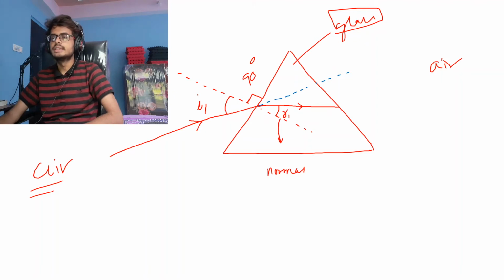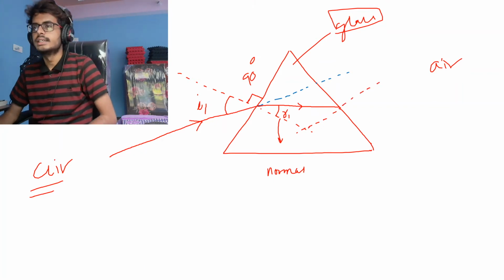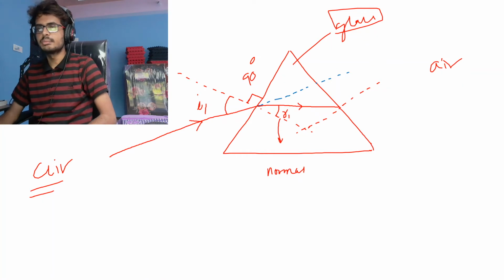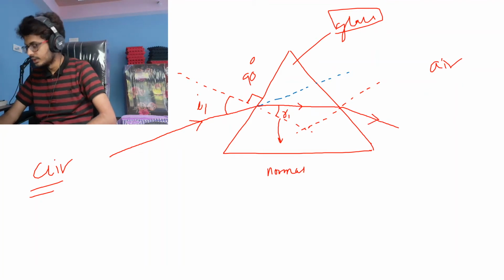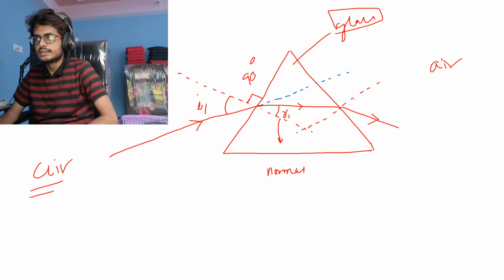Now when it reaches here, again it is at an interface between two mediums. There is glass here and there is air here. So again what you do is you draw a normal for this surface. So this is the normal of the surface, and this light, since it's coming from a denser medium and it's going to a rarer medium, will move away from the normal. It will move away from the normal, right? So this should be done. This is given as I2, this is given as R2.